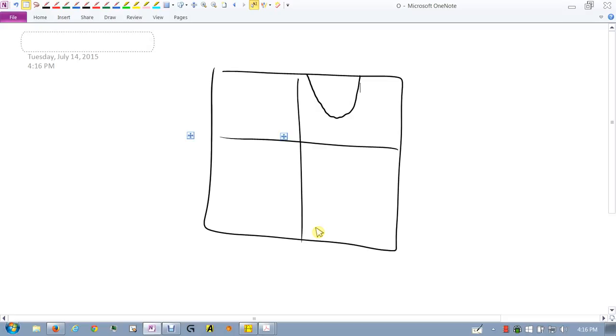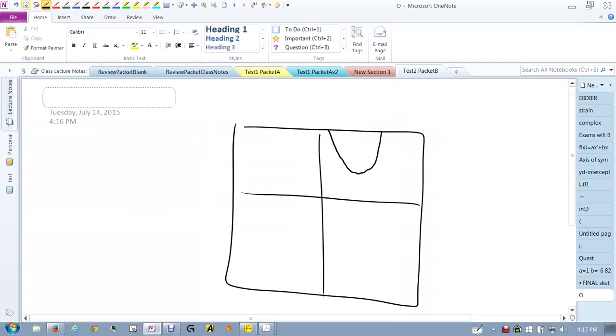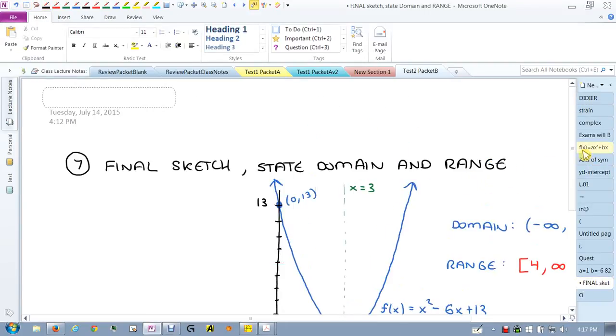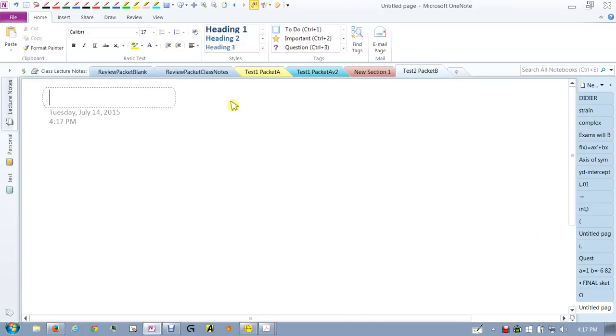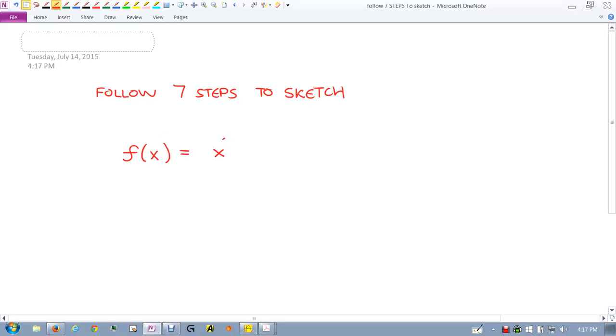Okay? All right, you ready to do one on your own? Of course you are. You're excited about it. Please follow these steps, all right? 7 steps. I'm going to give you one where all the numbers work out nice, since this is your first one. I want you to follow the 7 steps to sketch f of x equals x squared minus 4x minus, let's see, 12.